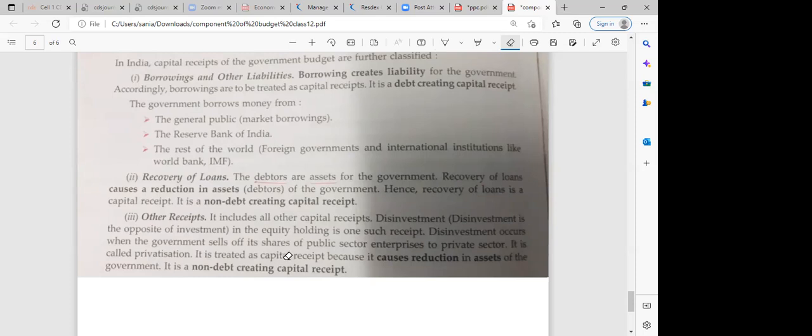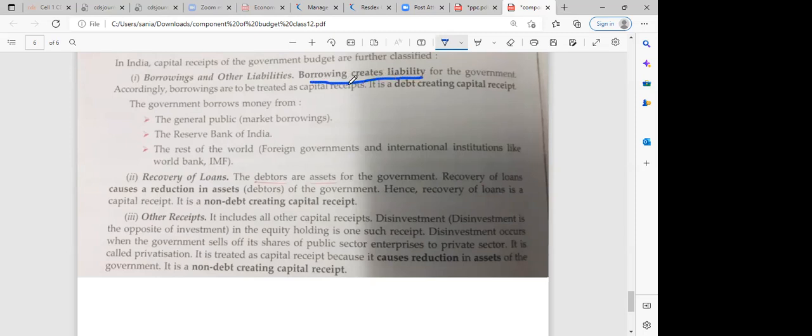So basically it reduces assets, right? If you are selling something, it is a disinvestment, and because of that there will be a reduction in assets. And when your assets and liabilities get affected, that is known as capital receipt. I hope I have made myself clear. But first you will write borrowing and other liabilities. Borrowing creates liability. Just write this.